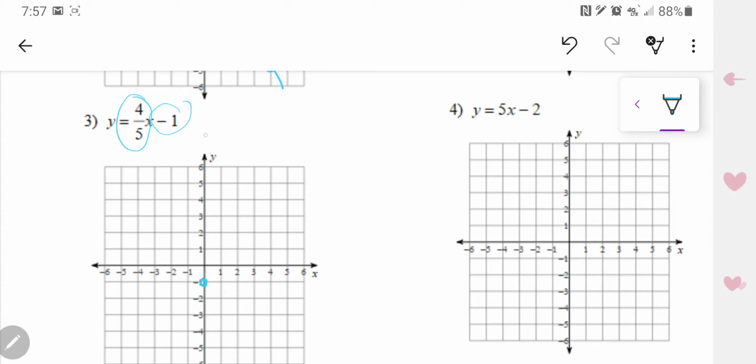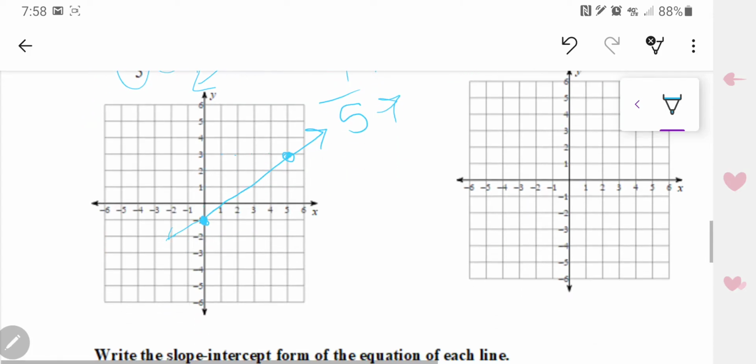Okay, question number 3, we're starting at negative 1. This time we have a positive slope, so our graph is going to go this way. Our slope is 4 over 5, so we're going to go up 4 over 5. Starting at our point, 1, 2, 3, 4, 1, 2, 3, 4, 5. Now if you can, you should go the other way. So we went this way, meaning that if we continue our line, it should go this way. So we're going to count down 4 and the other way 5 and connect.